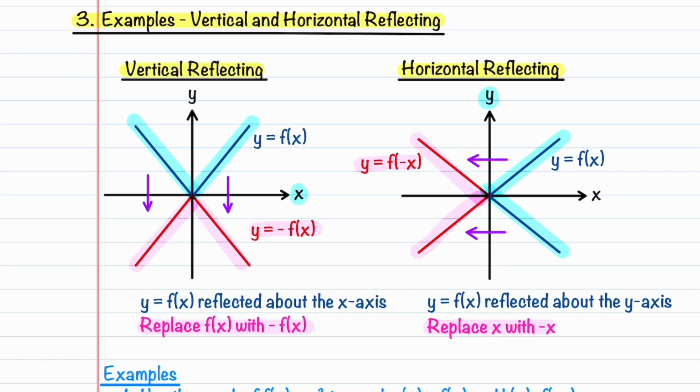This makes sense because, for example, if we have 2 over here, we're going to have minus 2. So whatever value we have here, we're going to have here. So we just replace x with minus x.